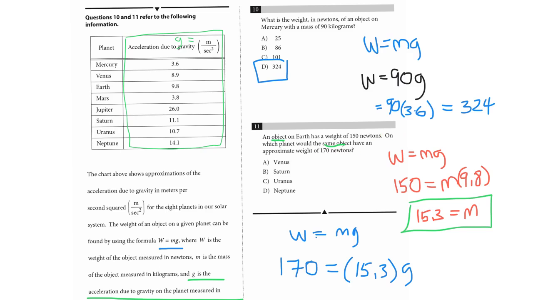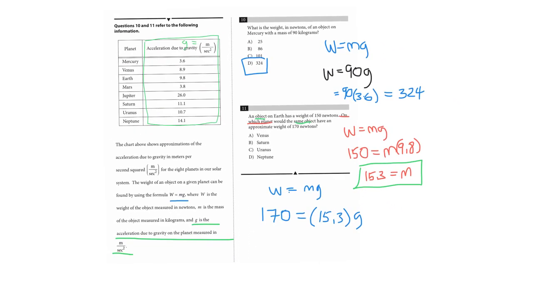Okay, so once again, we are going to find g, the g that corresponds with this object of this mass having a weight of 170. Once we find g, we'll be able to use the table to figure out what planet we're on, because that's the final question: on which planet? So, dividing both sides by 15.3 in order to solve for g gives us 11.11111. So g equals 11.1 repeating. Okay, so that's this row, and therefore it is Saturn. Yay, Saturn is the answer. Moving on.